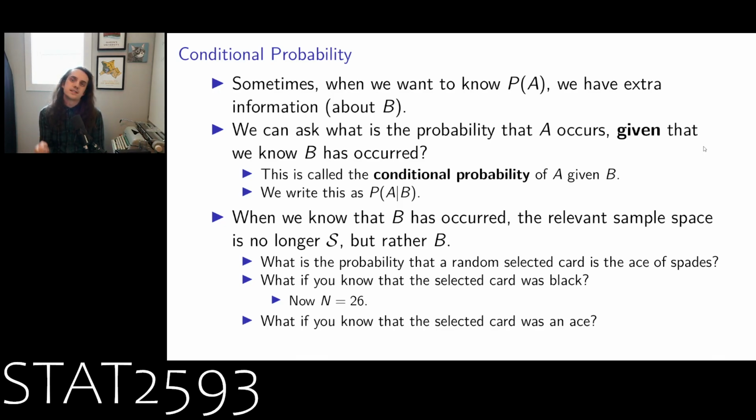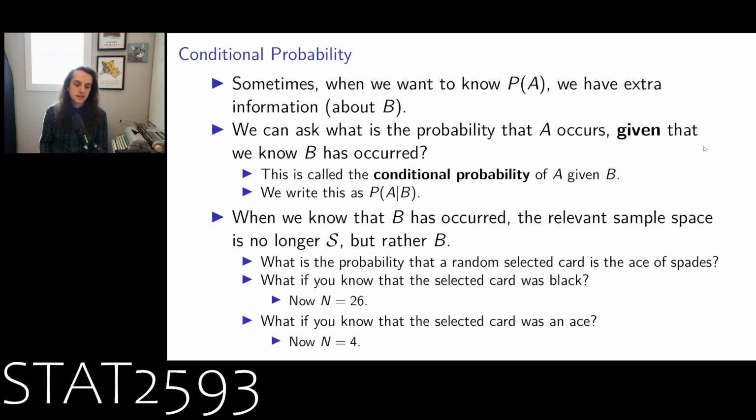What if we know that the selected card was going to be an ace, right? So we drew out a card and someone tells us it's an ace, and we want to know, given that this is an ace, what's the probability that it's the ace of spades? Well, now the relevant sample space is not 52 cards, but it's only 4 cards, right? And so because it's now only 4 cards, we're going to say that n is equal to 4.